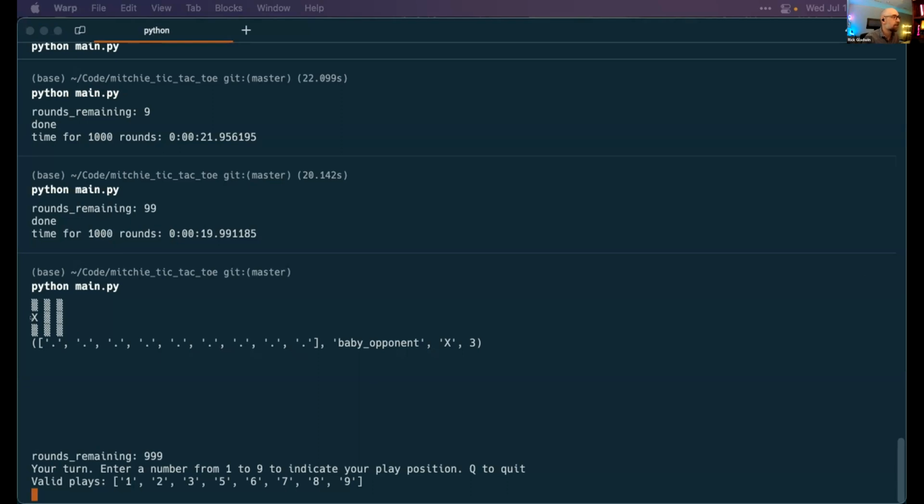So the baby AI has already gone once, and this is a terrible opening play. It's a dumb baby. It doesn't know what it's doing. It did this at random. So you probably will be able to win. So one second, let me start this. Watching Zoom chat. Did you guys hear that? Okay. Yeah, go ahead and type a number in the chat.